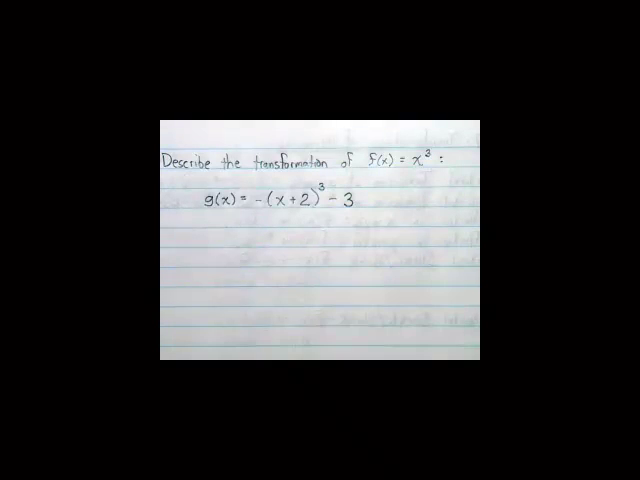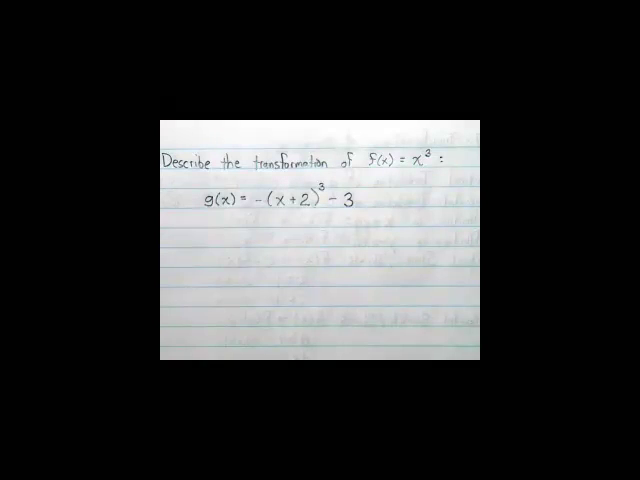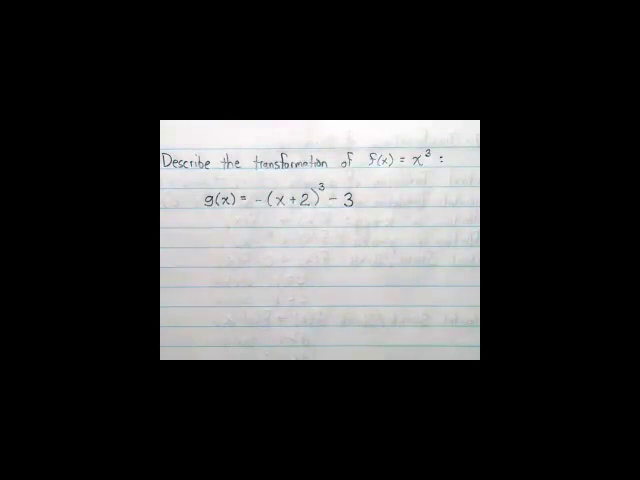Okay, so, Jake, what do you got? First, you should have done a vertical translation of negative 3, and then a horizontal translation of negative 2. Mm-hmm. And you're also missing one thing, though. Take a little closer look at it. I see the negative over the x. Yeah, it's over the x.